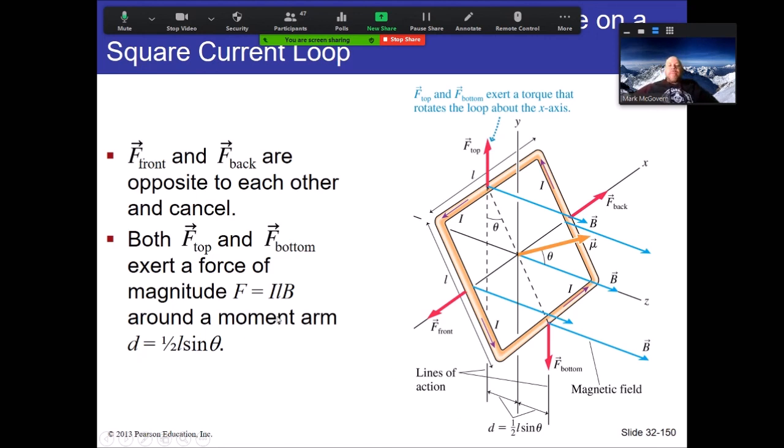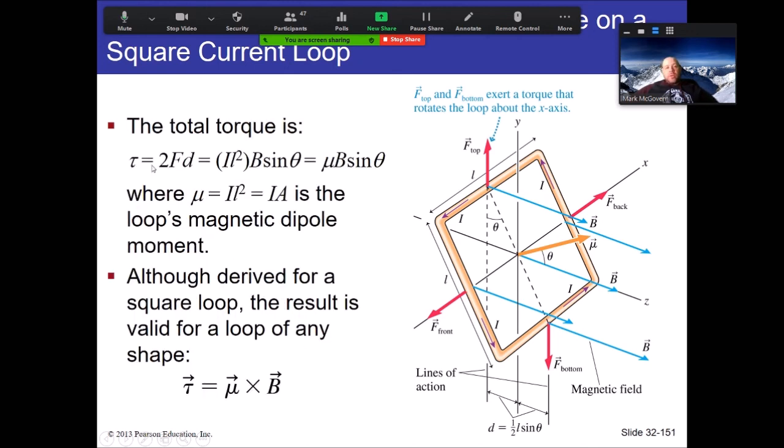So the forces of magnitude ILB. The moment arm is 1/2 L sine theta. We're going to double that in a minute here. So we double that because we want the full distance between those forces. And so we can figure out what the torque is. The definition of torque is R cross F. Or if you have moment arm information, then it's just FD. We have two of them. That's where that factor 2 comes in.